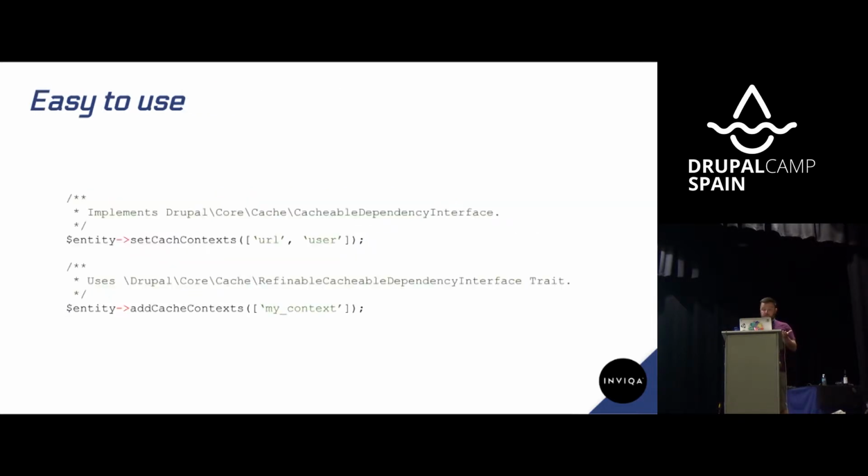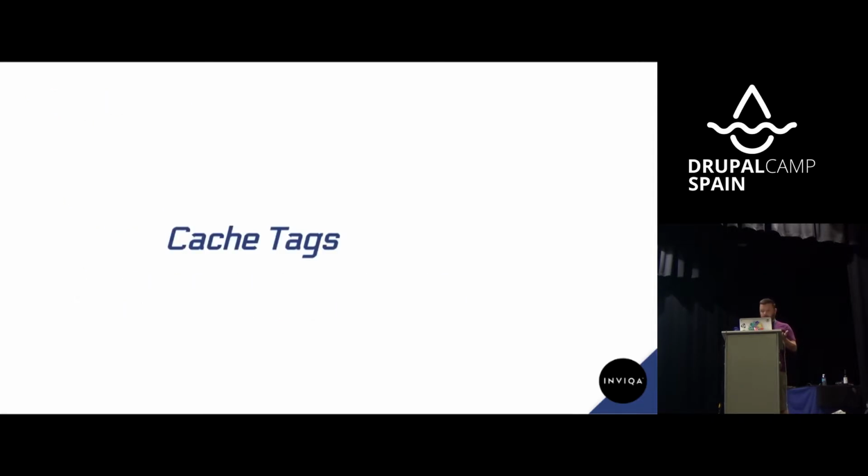So that's about it for the cache context creation, and to use it, it's really easy. If the entity that you're dealing with implements the cacheable dependency interface, you can just use the setter method and pass an array of strings, as I mentioned before. And if you have an entity that uses the refinable cacheable dependency trait, it's even easier. You could just add new ones on top of the old ones with the addCacheContext helper. So onto the cache tags.